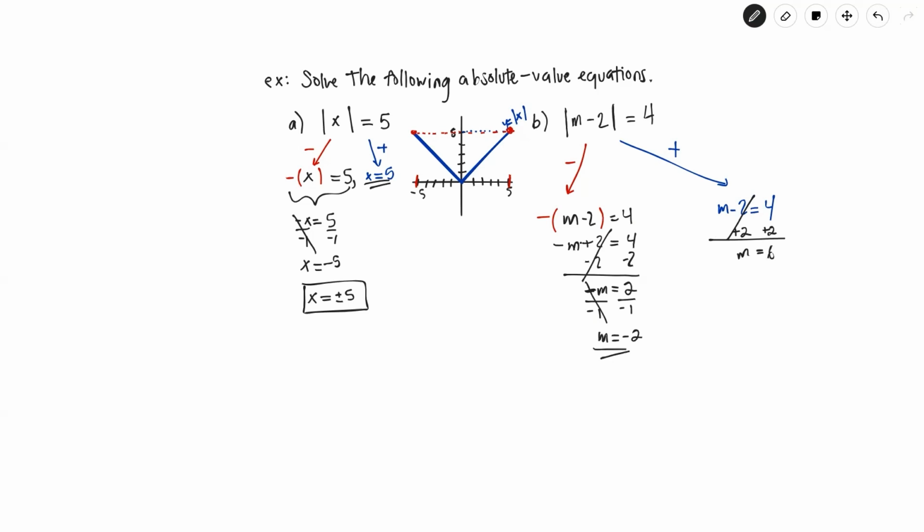We got 2 separate solutions. For this absolute value equation, we know that m can either equal -2 or it can equal 6. Both of those values can be plugged in here to make the absolute value on the left side equal to the number 4.